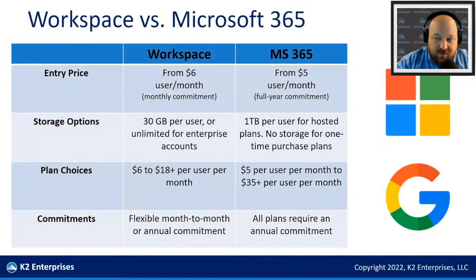Let's go ahead and compare these two side by side, and then we'll dive into each one of these applications and platforms on their own. So looking at them side by side, they both have a price. There is no free lunch here. And the entry price, it's pretty reasonable. Google's entry price will start at about $6 per user per month at the time of this recording, and that's assuming that you will commit to a monthly plan. They do offer reductions if you commit to a longer period. And Microsoft is $5 per user per month.